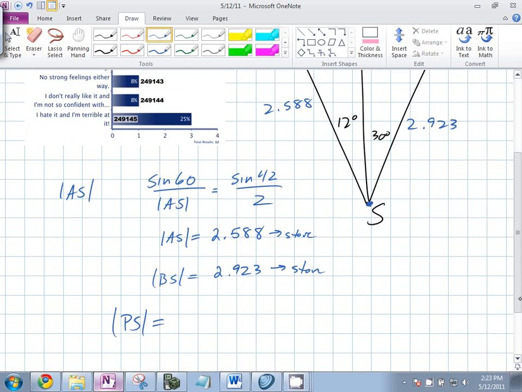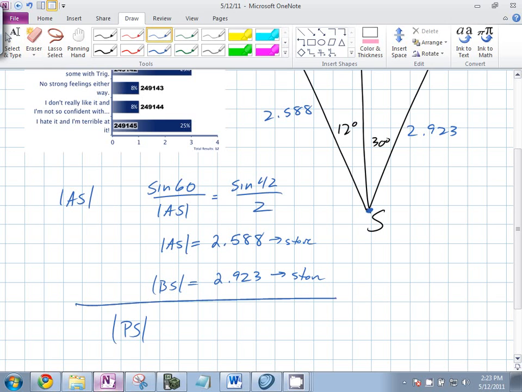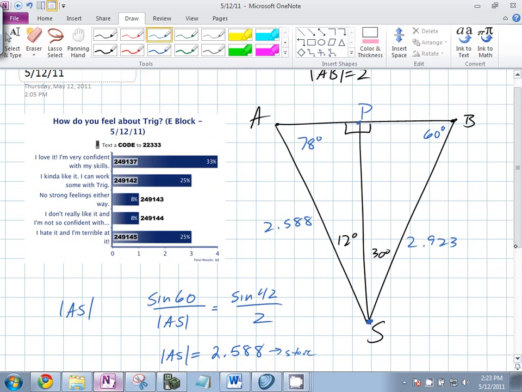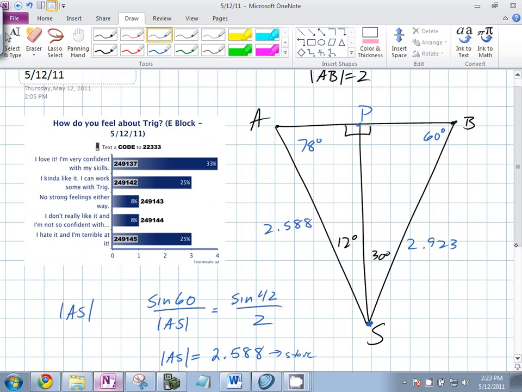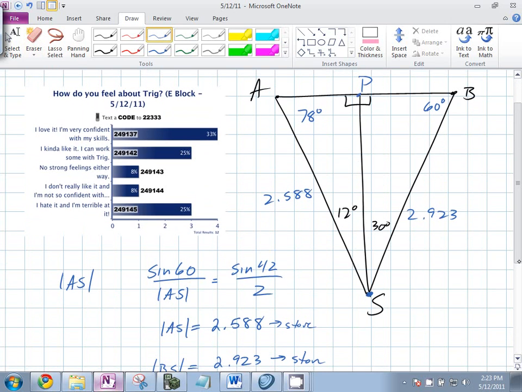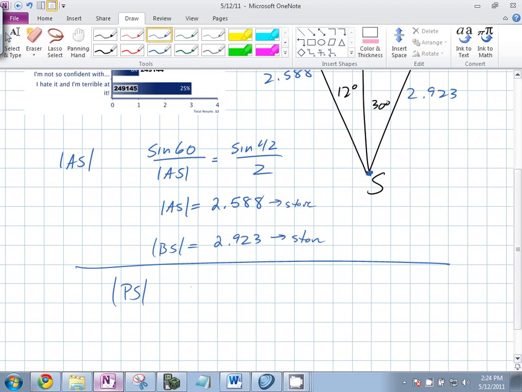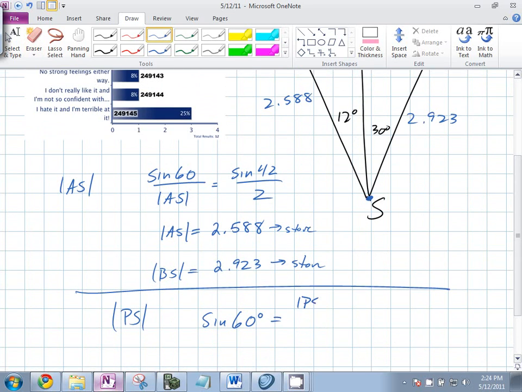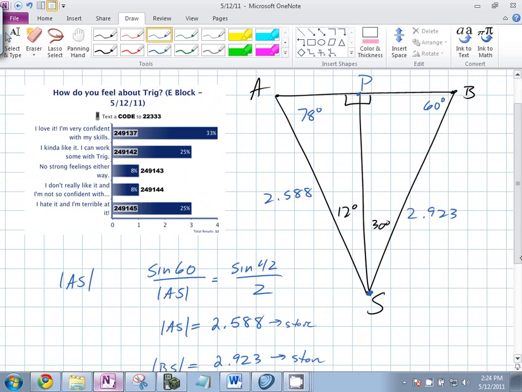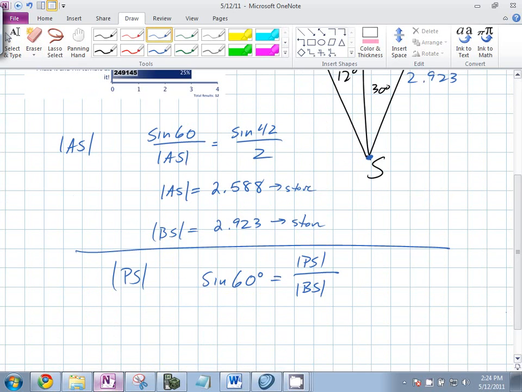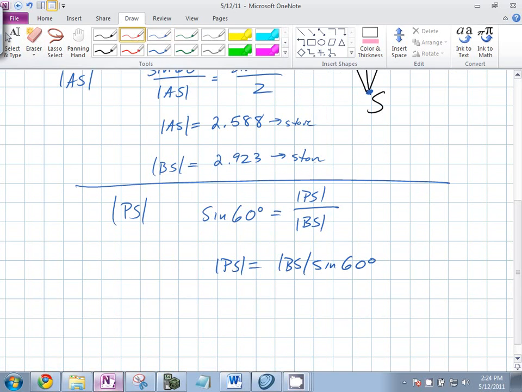Now, to do PS, what should you use? What's an easy way to do it? Is it just sine of 60 times R? Wait, hold on. Sine of 60 degrees is equal to opposite over hypotenuse, right? So that's going to be PS over what? BS, which we've stored. So PS is equal to BS times sine 60 degrees. And we have BS because it's right here, right? So what does PS equal?